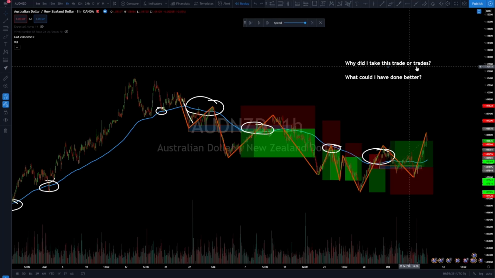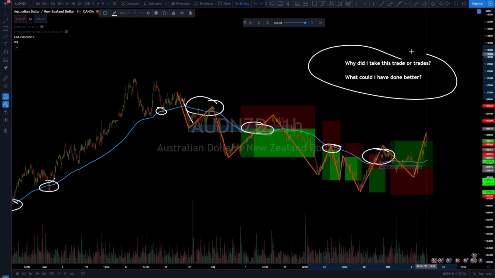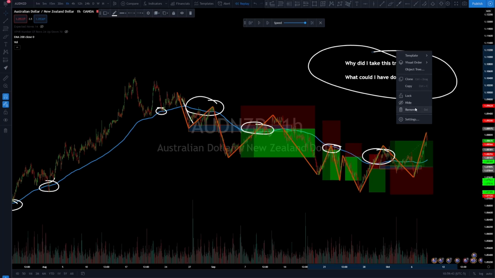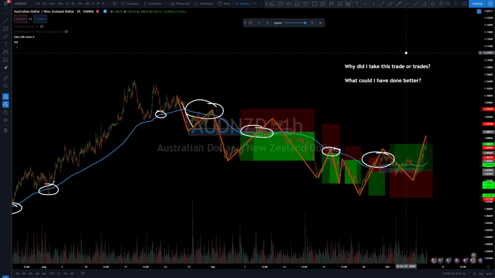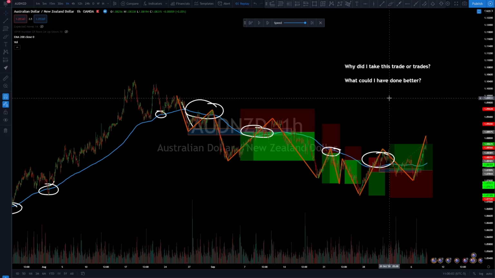So just asking yourself these 2 questions, why did I take this trade, or what could I have done better, you will slowly start realizing your mistakes. Maybe not in the first week. Maybe not the first 7 entries, maybe not the first 12 entries, maybe not the first 50 entries, but with time, when you keep repeating these questions over and over again, and you keep seeing the trades over and over again, your brain will lock on to what you are doing wrong. It'll slowly start making sense, and you'll slowly start improving.